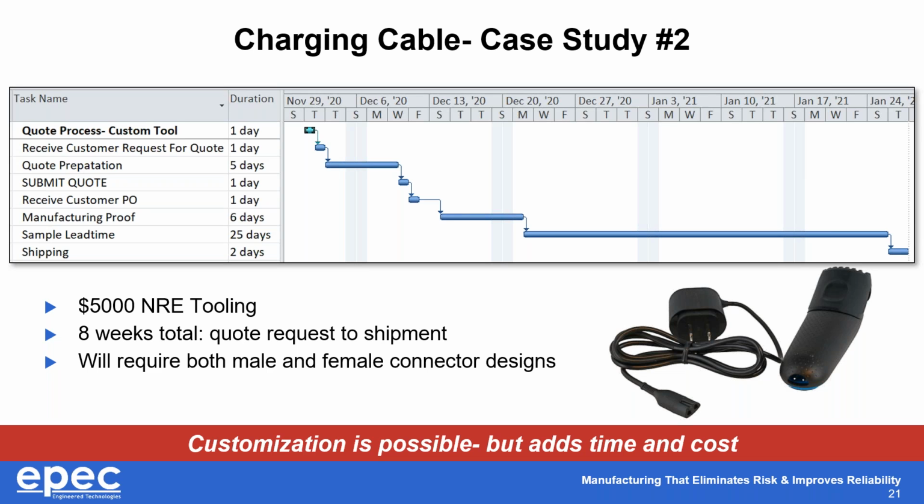In terms of cost and timeline impact, because there is the need to develop a custom tool to build these cables, and the fact that it's basically 2x the work, considering there's two connectors, a project like this can take up to $5,000 of NRE. And that can vary, obviously, depending on the complexity of the tool. But instead of 5 weeks from the initial quote to delivery, this timeline here shows it would take about 8 weeks to ship this.